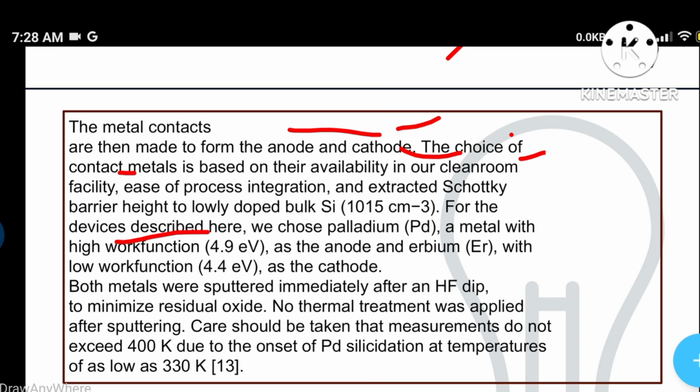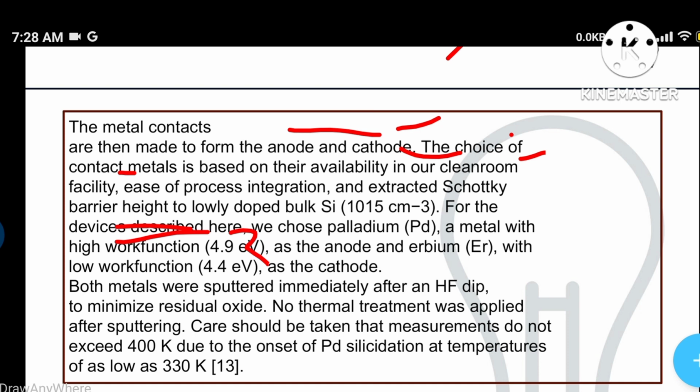Work function is the amount of work done to bring an electron from the metal. Palladium, 4.9 electron volts, as the anode, and erbium with low work function. You can see here it just varies in the points, but even so it shows tremendous effects in the experiment.